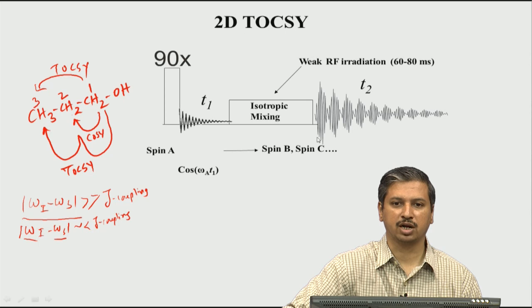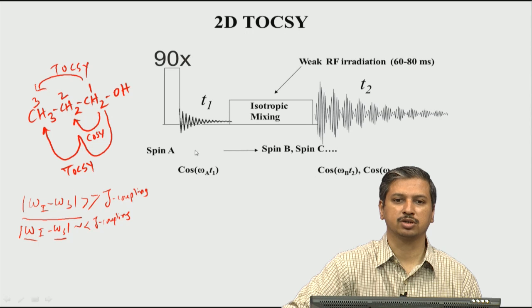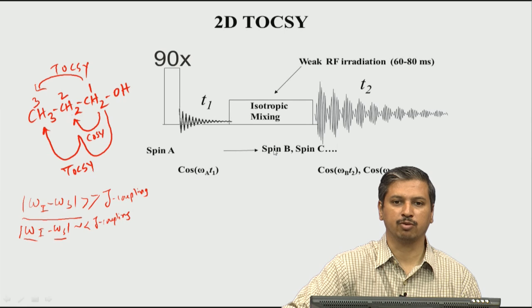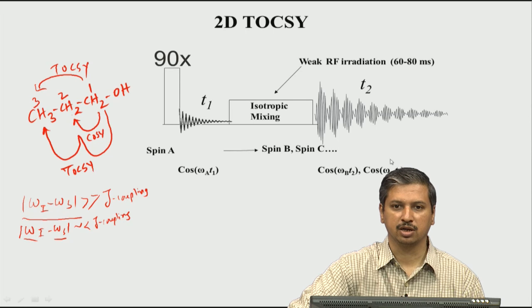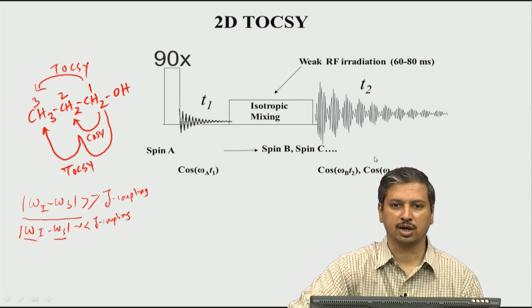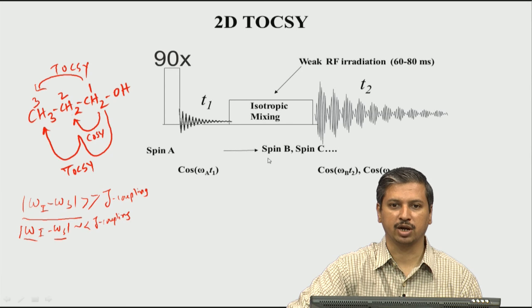And finally, after all the transfer has taken place, we evolve the chemical shifts of B and C, which is shown here by two chemical shifts: cosine omega B T2 and cosine omega C T2. Because of the coupling from spin A to B, there is a transfer of magnetization from A to B, and during this period B to C also transfers, and therefore you get the chemical shift of C as well in the FID. So, the final FID contains not only the chemical shift of B, but also that of C. But where is the chemical shift of C coming from? From transfer from A to B to C.